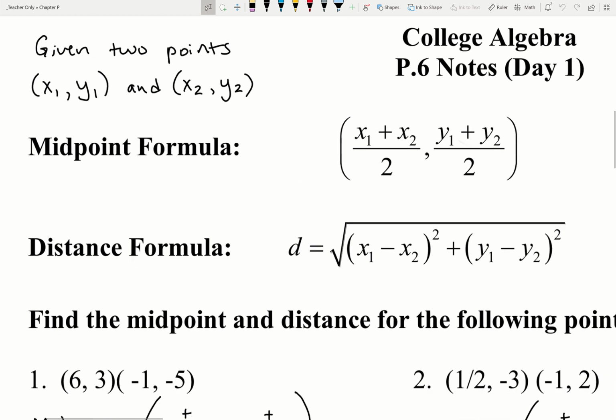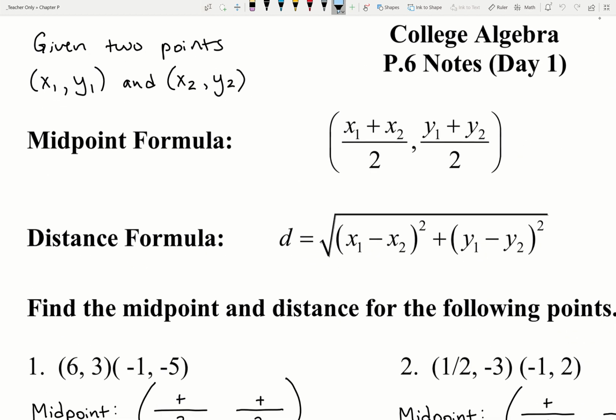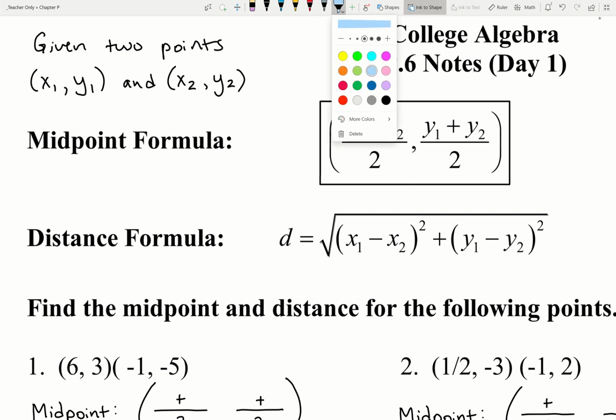Given 2 points, you might call their coordinates (x1, y1) and (x2, y2). The 1s and 2s just signify your first set of coordinates and your second set of coordinates. Let's say I want to calculate the point that is directly in between these 2 points, the midpoint. In that case, we would use this formula right here. If you look at this formula, what you are calculating are the coordinates of a new point.